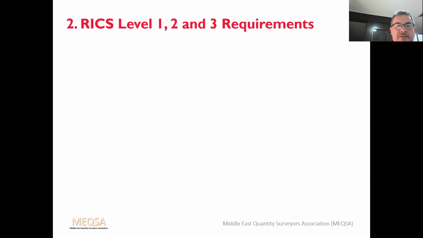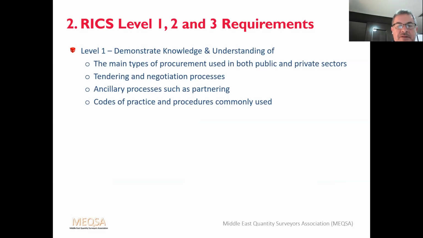We're going to run through the level 1, 2 and 3 requirements for this particular discipline. Level 1, you must demonstrate knowledge and understanding of the main types of procurement used in both public and private sector. You must know about the tendering and negotiating process, and ancillary processes such as partnering and framework agreements, and also the codes of practice and procedures commonly used.